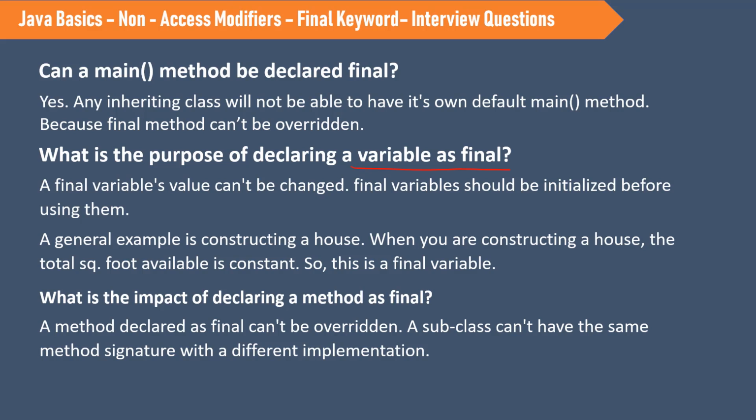And the next question is, what is the impact of declaring a method as final? We have seen it in the previous video. When we declare a method as final, we cannot override that method in the child class. We have also seen it in the previous slide. When we declare the main method as final, even we cannot override that main method in the child class. So when we declare a method as final, we cannot override it in the child class.